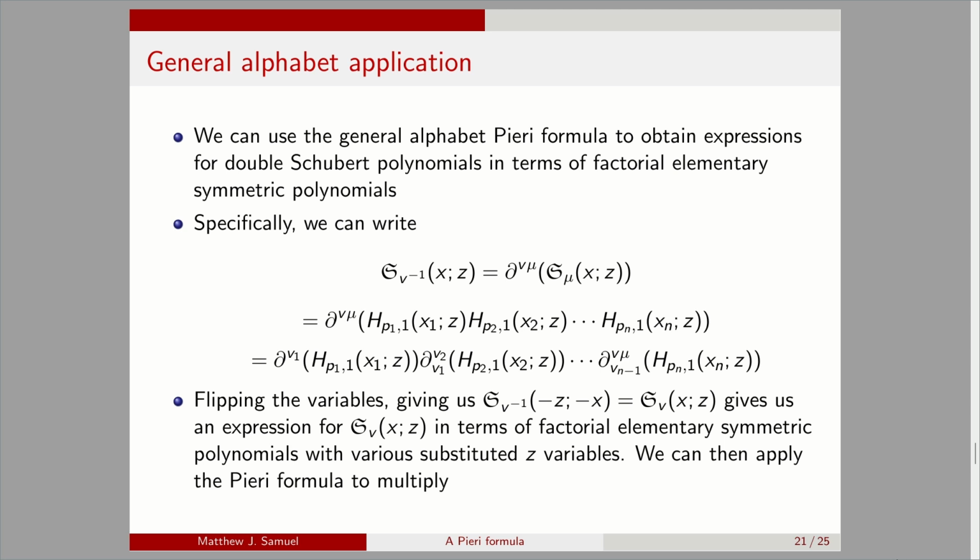We can expand this double Schubert polynomial corresponding to a dominant permutation in terms of factorial complete symmetric polynomials in one x variable. And then we apply the Leibniz formula and the Pieri formula to get an expression. And then when we flip z and x, this gives us an expression for S_v of x and z in terms of factorial elementary symmetric polynomials with various substituted z variables. Then we apply the Pieri formula in my original paper to multiply. And this is actually very fast.